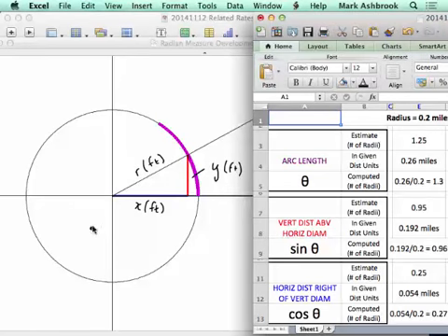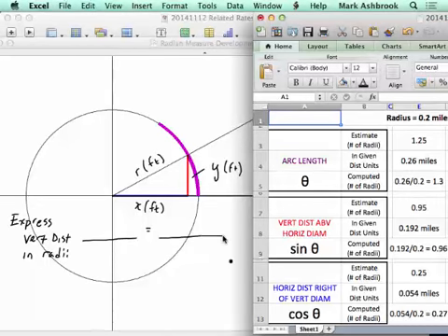So now what I want you to do is express, this is going to get really cool in a second here, if it hasn't already. Express vertical distance in radii in 2 ways. Everything I've showed you so far, now you've got 2 ways to express the length of that red segment in radii. Okay, if this is our angle measure theta, say.